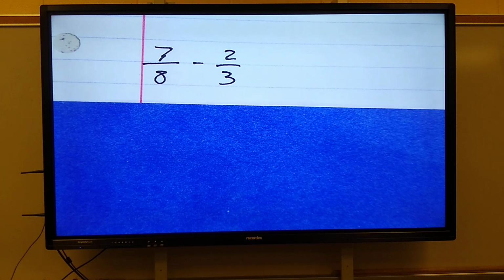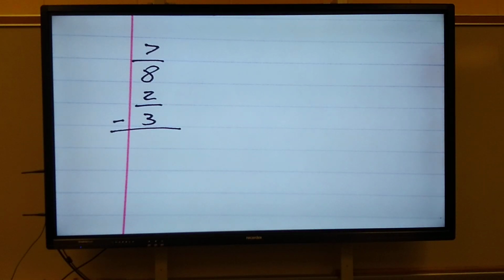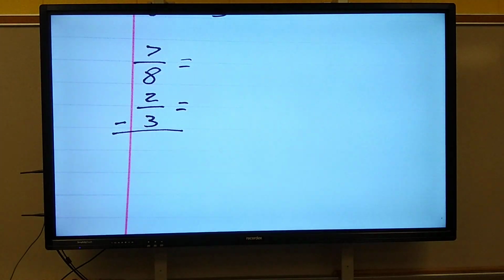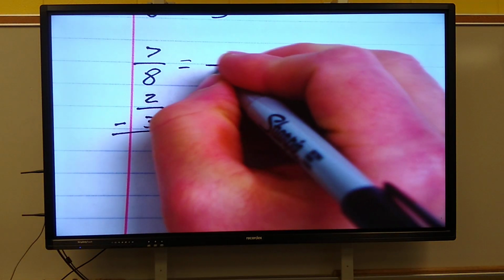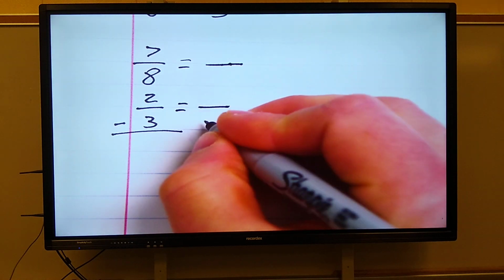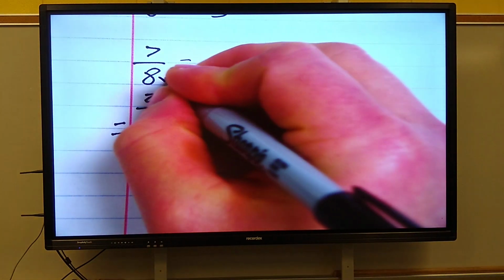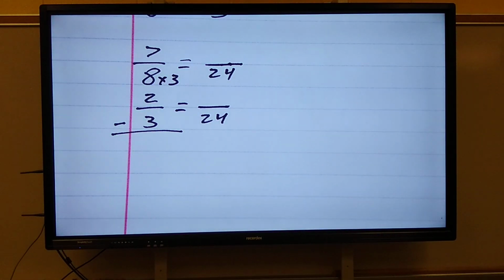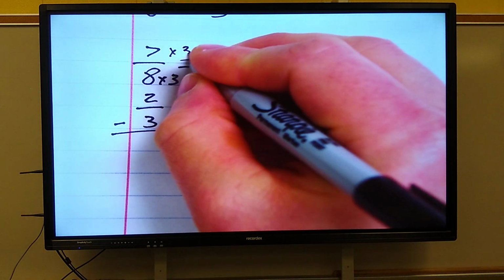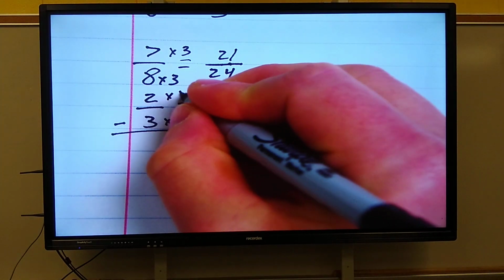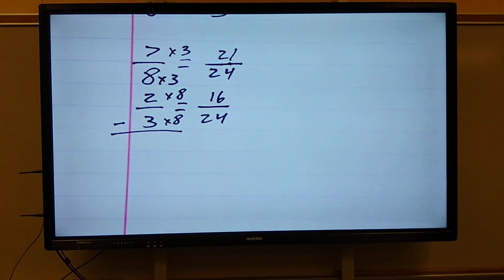All right, let's see how good you did. We've got to find the least common denominator, which in this case would be 24. 8 times 3 is 24. 7 times 3 is 21. 3 times 8 is 24. 2 times 8 is 16.